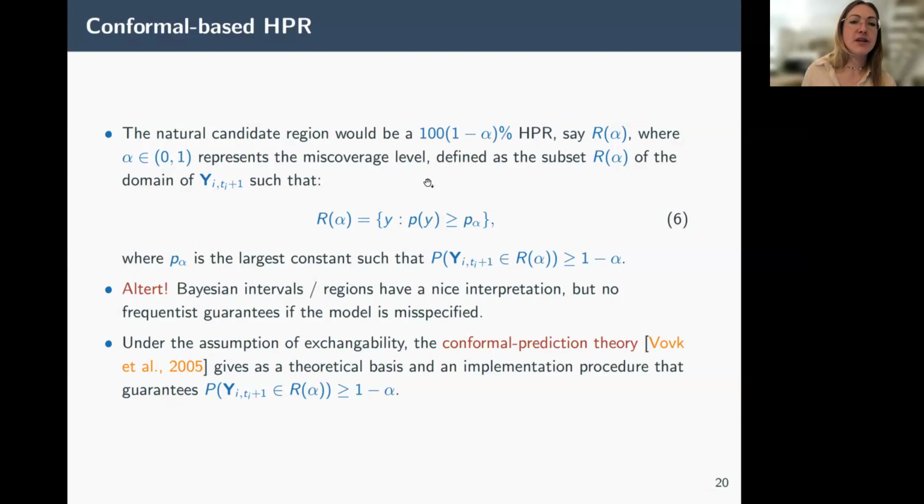And usually a very well-known type of region which is used in Bayesian inference are the so-called credible intervals or highest density regions, which were studied over the years quite a lot. And they all have very nice interpretation, but especially if the model is misspecified, they do not come with frequentist guarantees. So let's look now into how the conformal prediction theory and implementation actually gives us some guarantees on the coverage.